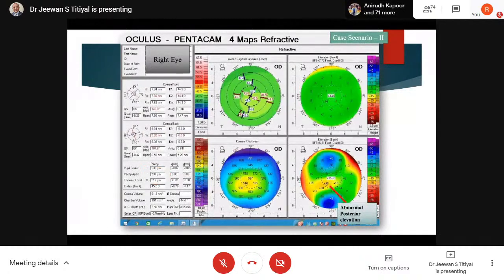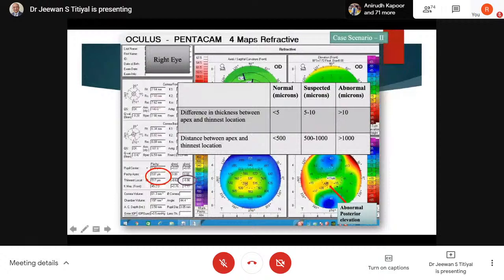So this is a patient who is diagnosed based on a pachymetry value only. So that was the second chart which I showed you. These are normal parameters, less than 5 difference between the thickness at the apex and thinnest. As I said, it should not be more than 10. Here, if you see, it is 0.90. So this is definitely a keratoconus suspect patient.